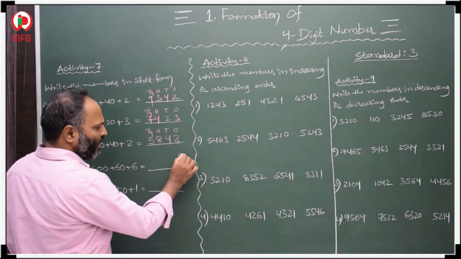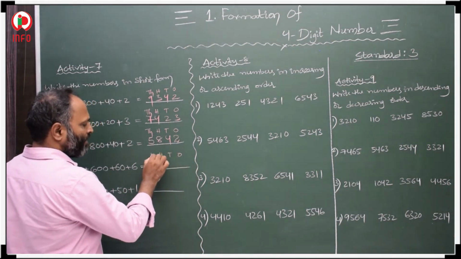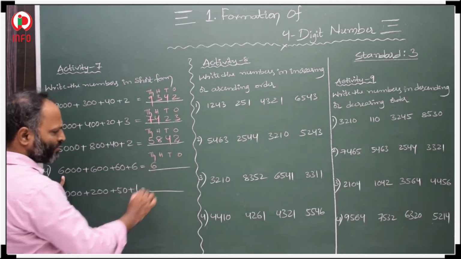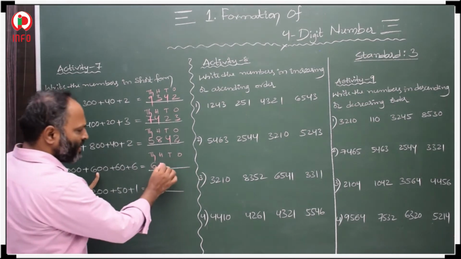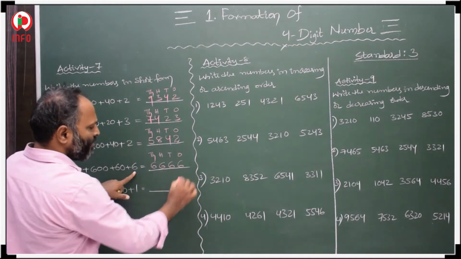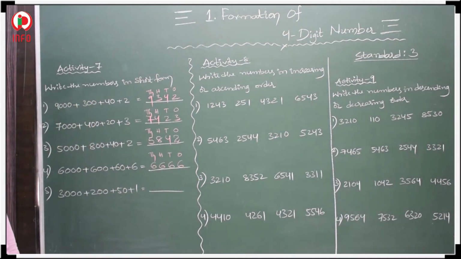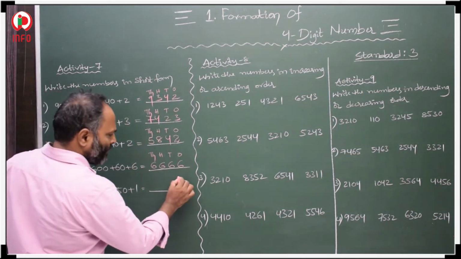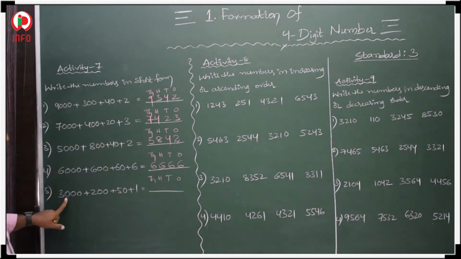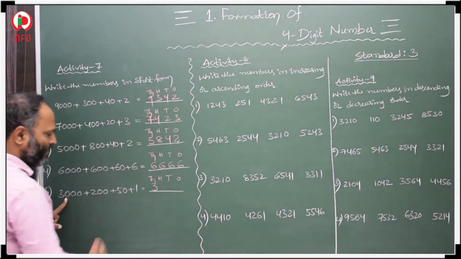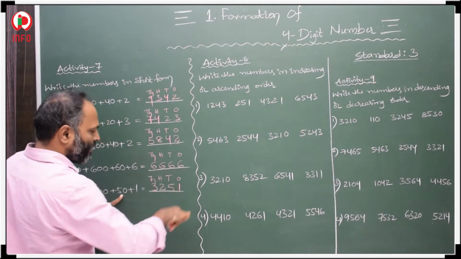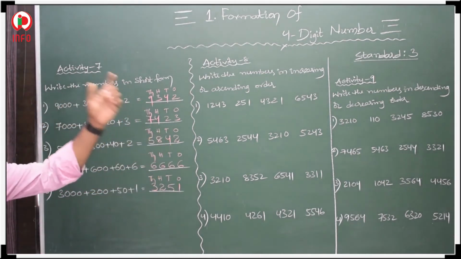In the same way, ones, tens, hundreds and thousands. How many thousands here? 6000: 6 is in the thousands place. 600: 6 is in the hundreds place. 60: 6 is in the tens place. And 6 is in the ones place. 6666. Now here, ones, tens, hundreds, thousands. How many thousands? 3000. 2 hundreds. 50, 5 tens. And 1 in the ones place.